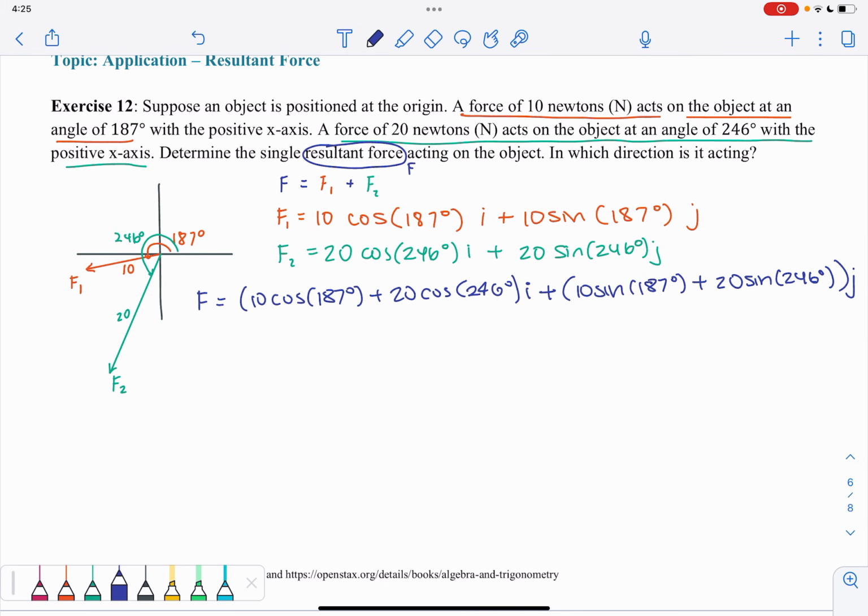Now it's written in component form. That single resultant force is going to be the magnitude of my vector F here, and then we can find in which direction it is acting. Let's first find its magnitude.